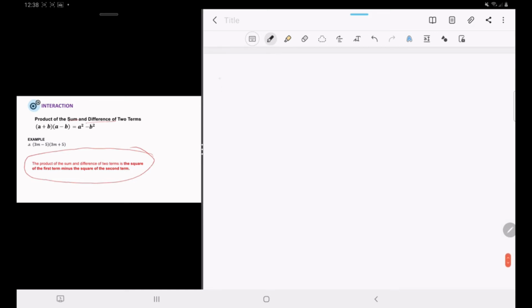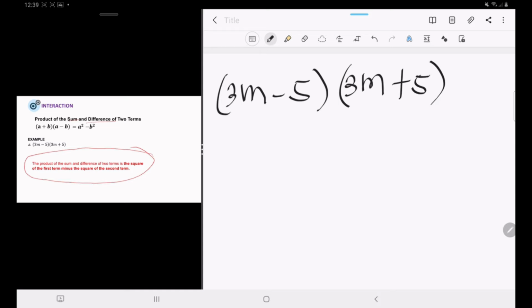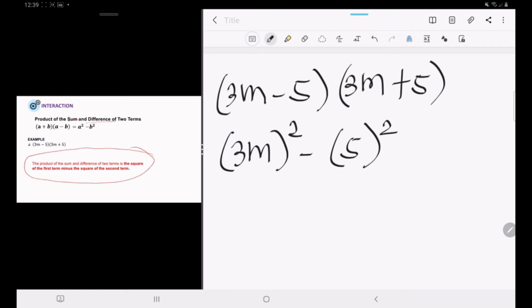For example, we have 3m minus 5 times the quantity 3m plus 5. So it says here, square of the first term minus the square of the second term. So this is 3m squared minus 5 squared. 3m squared is 9m squared, and then minus 5 squared is 25. So that's the product: 9m squared minus 25.